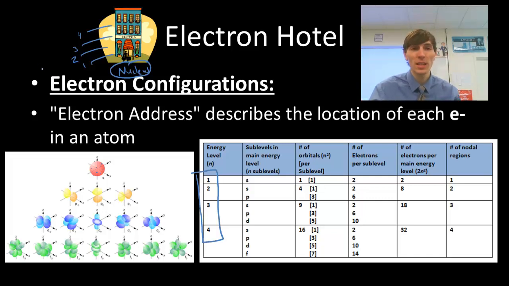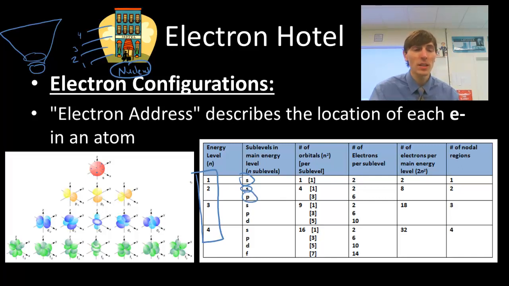So my hotel is kind of lopsided. It gets bigger as you go up. And in each floor of the hotel, there are different levels, or wings, of the hotel. The first floor only has one wing, an S wing. There's only one sublevel to that floor. But the second energy level has two sublevels. It has an S wing and a P wing.